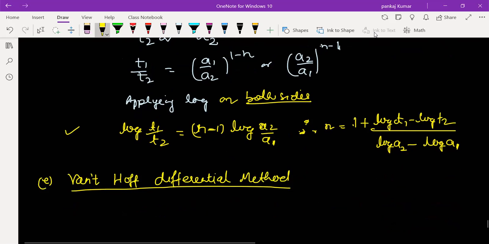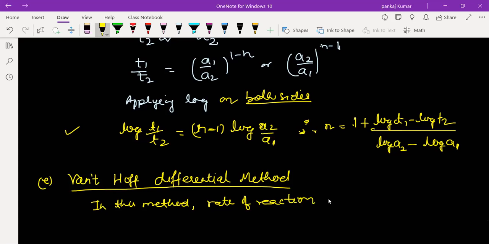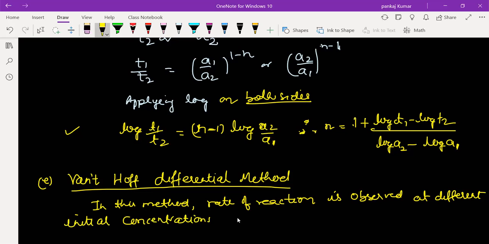Van't Hoff differential method. In this method, the rate of reaction is observed at different initial concentrations of reactants.